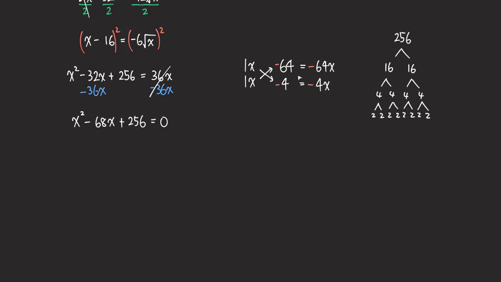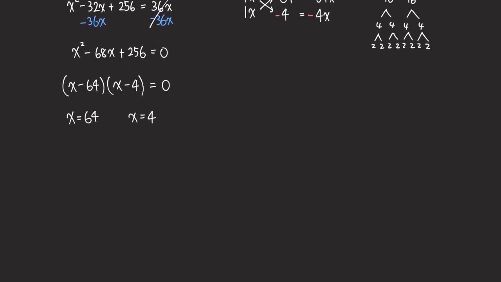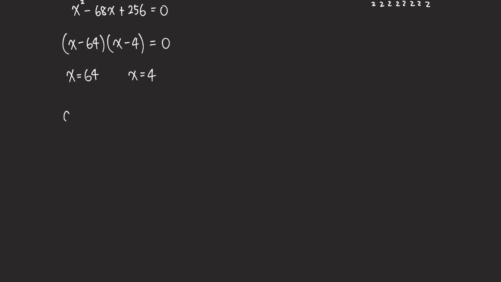And so now the factorization is x minus 64, and the other one is x minus 4. From this equation, we are going to get x equals 64 or x equals 4. Now, we still need to plug that back into the original equation and check just to make sure that they both will work. There is no guarantee that they will work. So now let's do the checking.